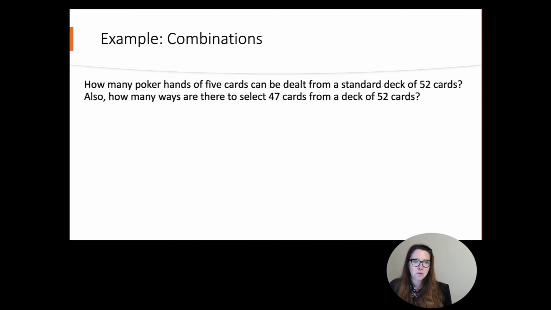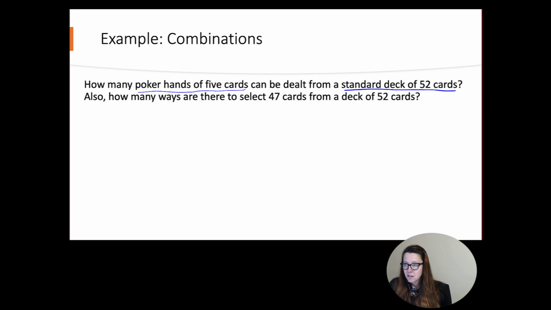Okay, so here, let's go through some examples. That's what I care about the most. Anybody play poker? How many poker hands of 5 cards can be dealt from a standard deck of 52? And then there's a second question to this, but let's start with the first. How many hands of 5 cards can be dealt from a standard deck of 52?